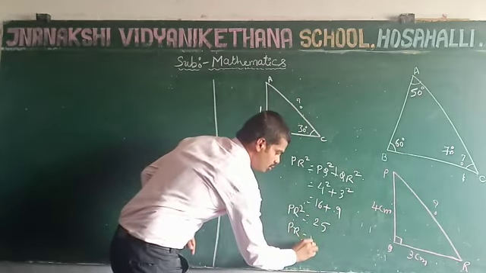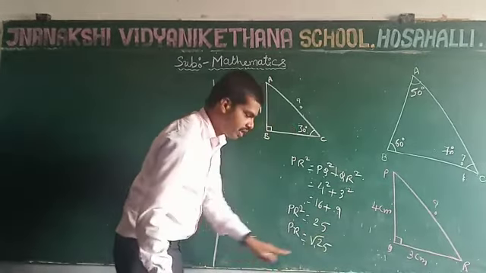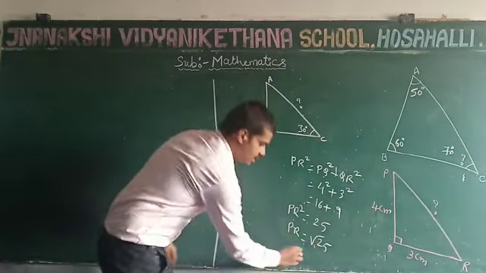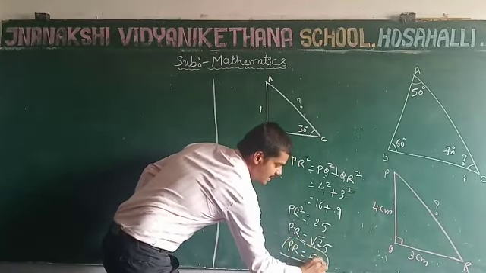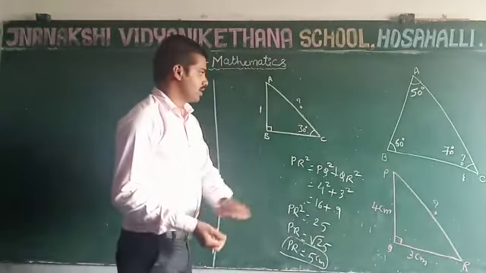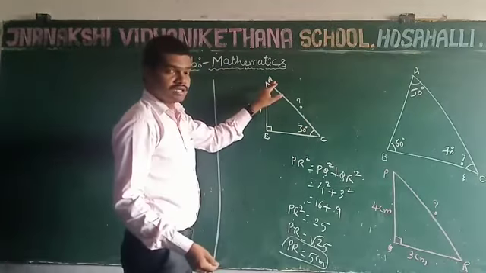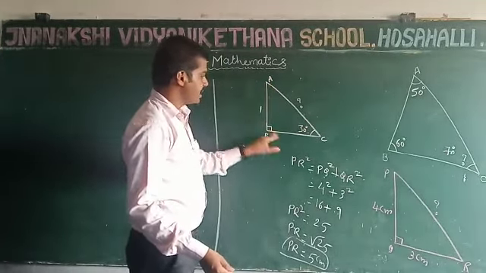PR is equal to square root of 25. What is the value of square root of 25? This is equal to 5. Therefore, PR is equal to 5 centimeters. Clear? Okay. Consider another one, right angle triangle ABC.